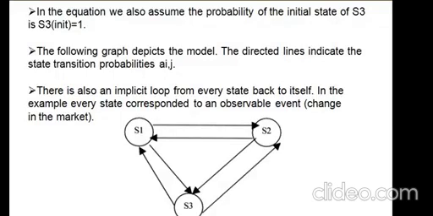Okay, that is our assumption. And the following graph depicts the model, where directed lines indicate the state transition probability, say a(i,j). So instead of representing your Markov process as a matrix, you can represent our Markov model or Markov process as a graph, a directed graph we can consider.